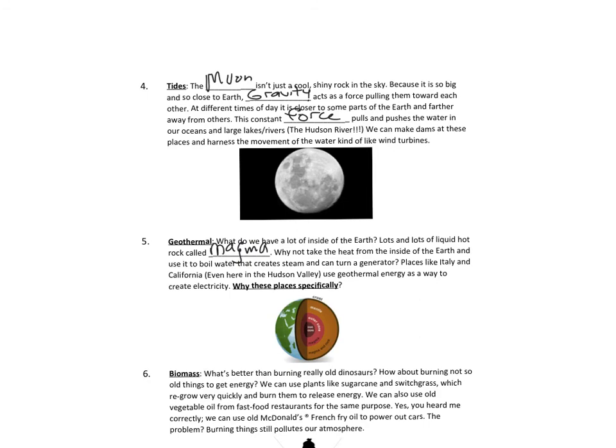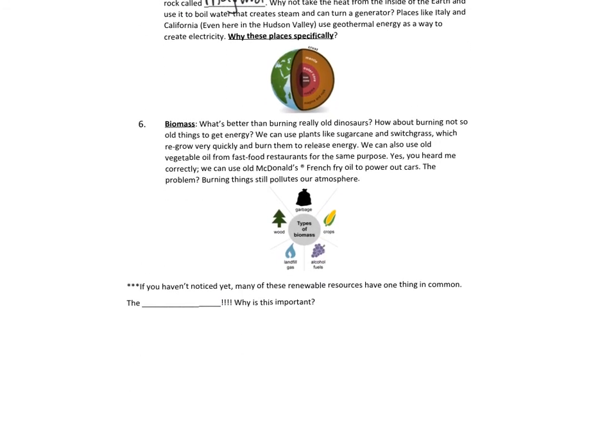Let's talk a bit about biomass really quick. So the idea behind biomass is we don't want to wait for dead dinosaurs and plants to make that fuel for us through fossil fuels. So can we take stuff that is readily available and grows like crazy here on Earth and burn that stuff and get our steam to turn our generator to make electricity that way? So better than burning really old dinosaurs, let's burn not so old things to get electricity.